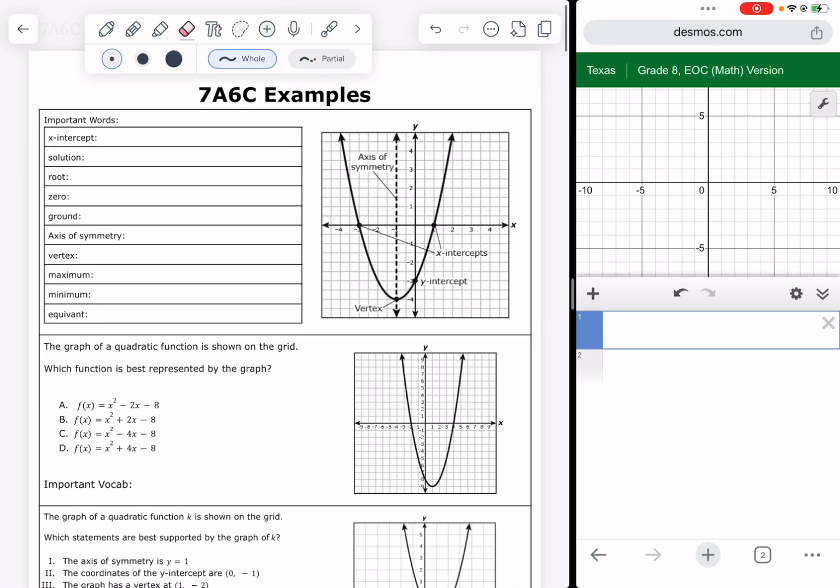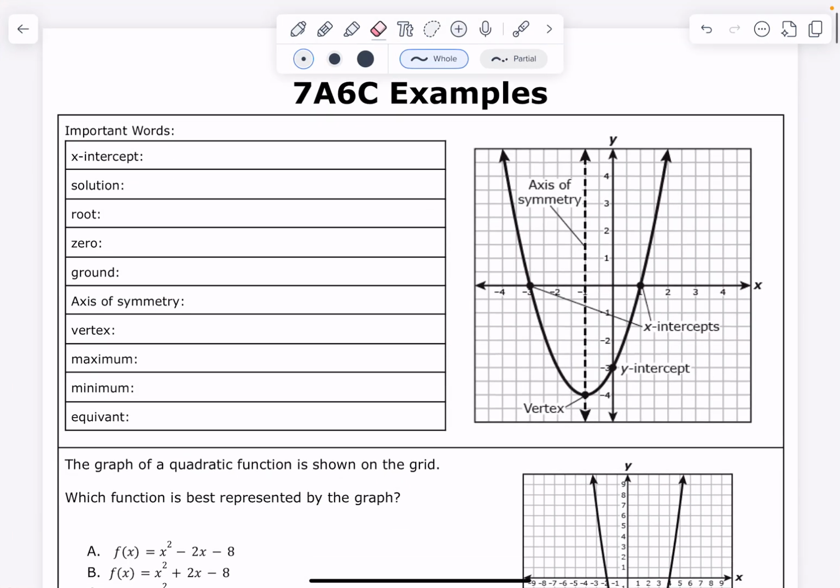All right, so today we're going to be talking about quadratic key features. The first thing we're going to talk about is x-intercepts. Actually, let's talk about the quadratic function. We have the quadratic function right here, this gray U shape. We see it? This is what we're paying attention to.